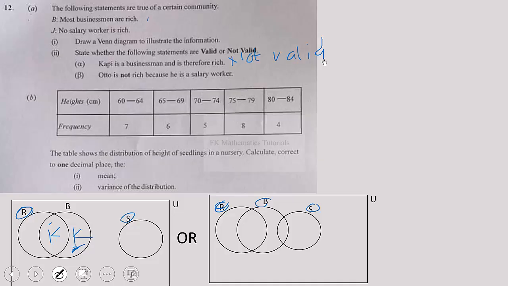O2 is not rich. So if O2 is not rich, O2 can be here. O2 can also be here, because he is a salary worker. So we have some people who are not rich, and yet they are not salary workers, which is here. So that statement is not valid. This one is not valid.